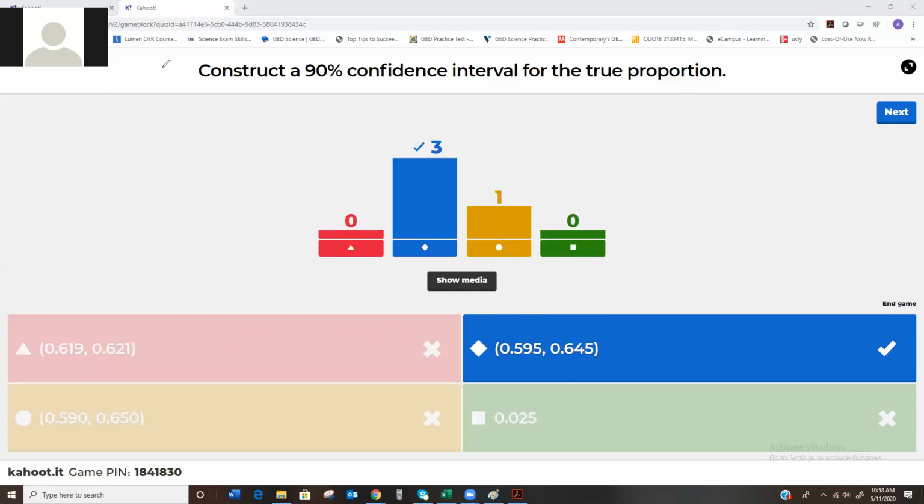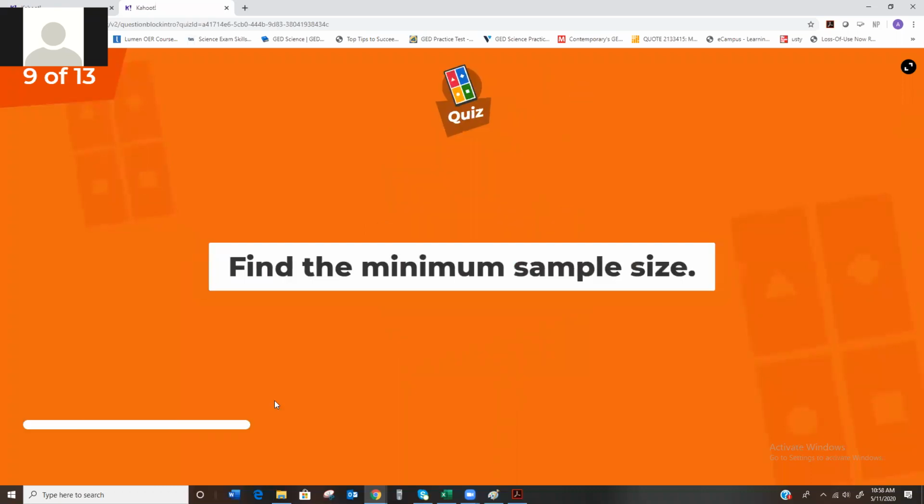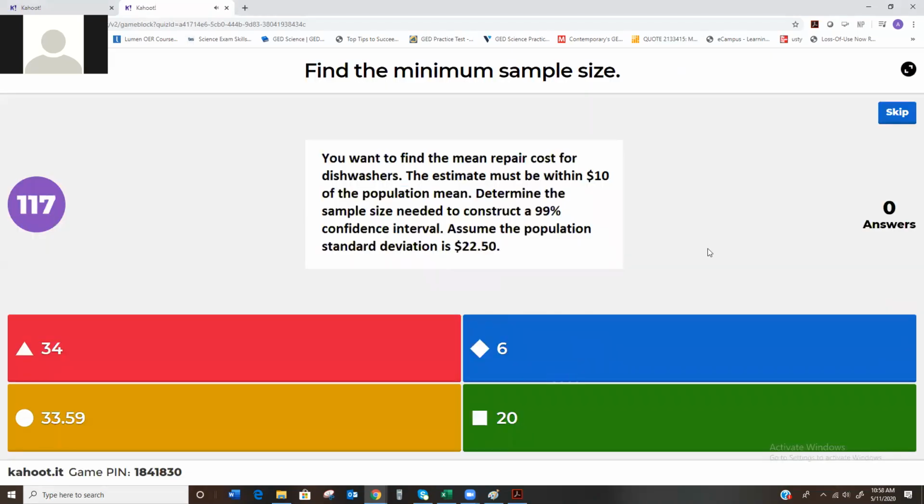So, all right, let's see what the next one is. I think there's actually not that many questions on this Kahoot. I think we're getting close to the end. Oh, this is number 9. Oh, so now this one's a different one. This is find the minimum sample size. So here we're looking for the N. You want to find the mean repair cost for dishwashers. The estimate must be within $10. Determine the sample size needed to construct a 99% confidence interval. Assume the population standard deviation is 22.5.